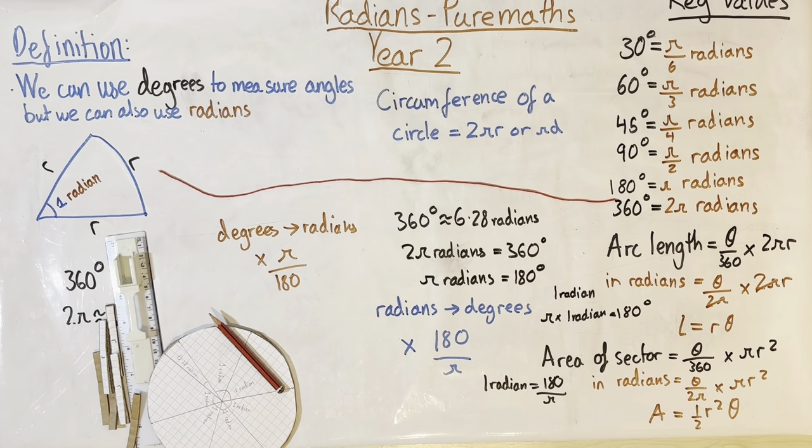Now we go on to area of a sector, similar to the arc length. We do theta over 360 times pi r squared. We know that 360 equals 2 pi radians, so theta over 2 pi times pi r squared. And if we simplify this equation, we'll get a half r squared times theta for the area of the sector.